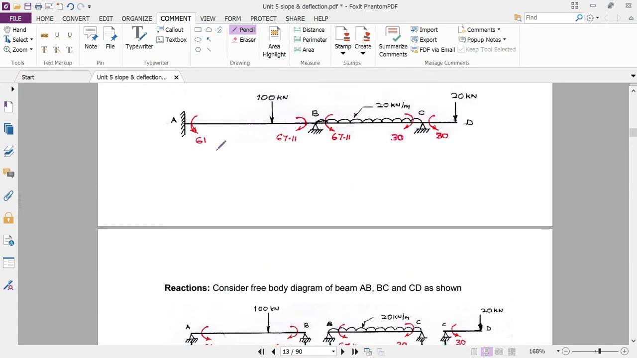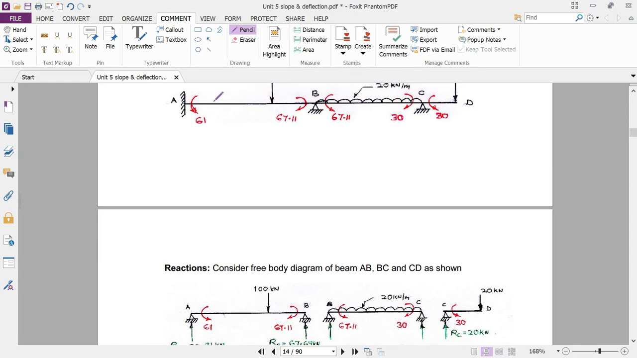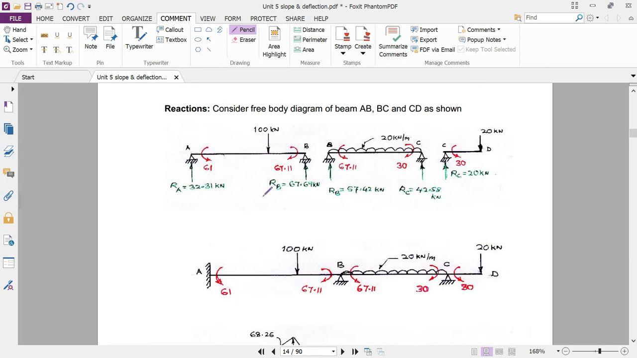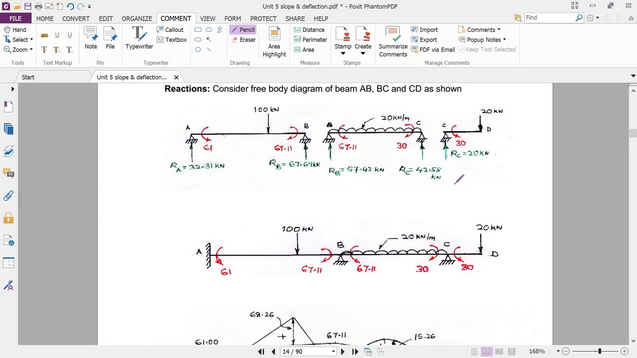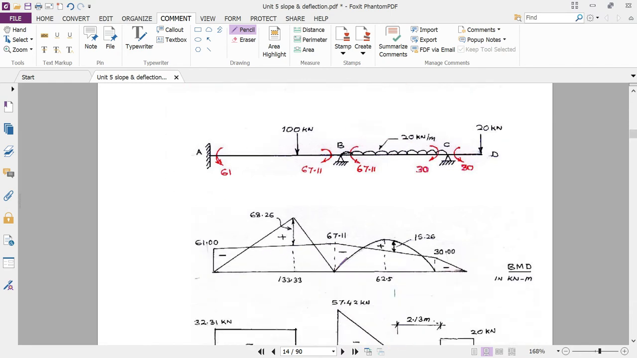Now after obtaining this final moment, we have to split the span. AB, BC and CD have to be split. After splitting the span, we apply the conditions of equilibrium, summation of x, summation of y, and moment equal to 0, and we will get the answers for RA, RB, RC. Once you get the values of the reactions as well as the external moment, we have to plot the bending moment diagram, the net bending moment diagram.